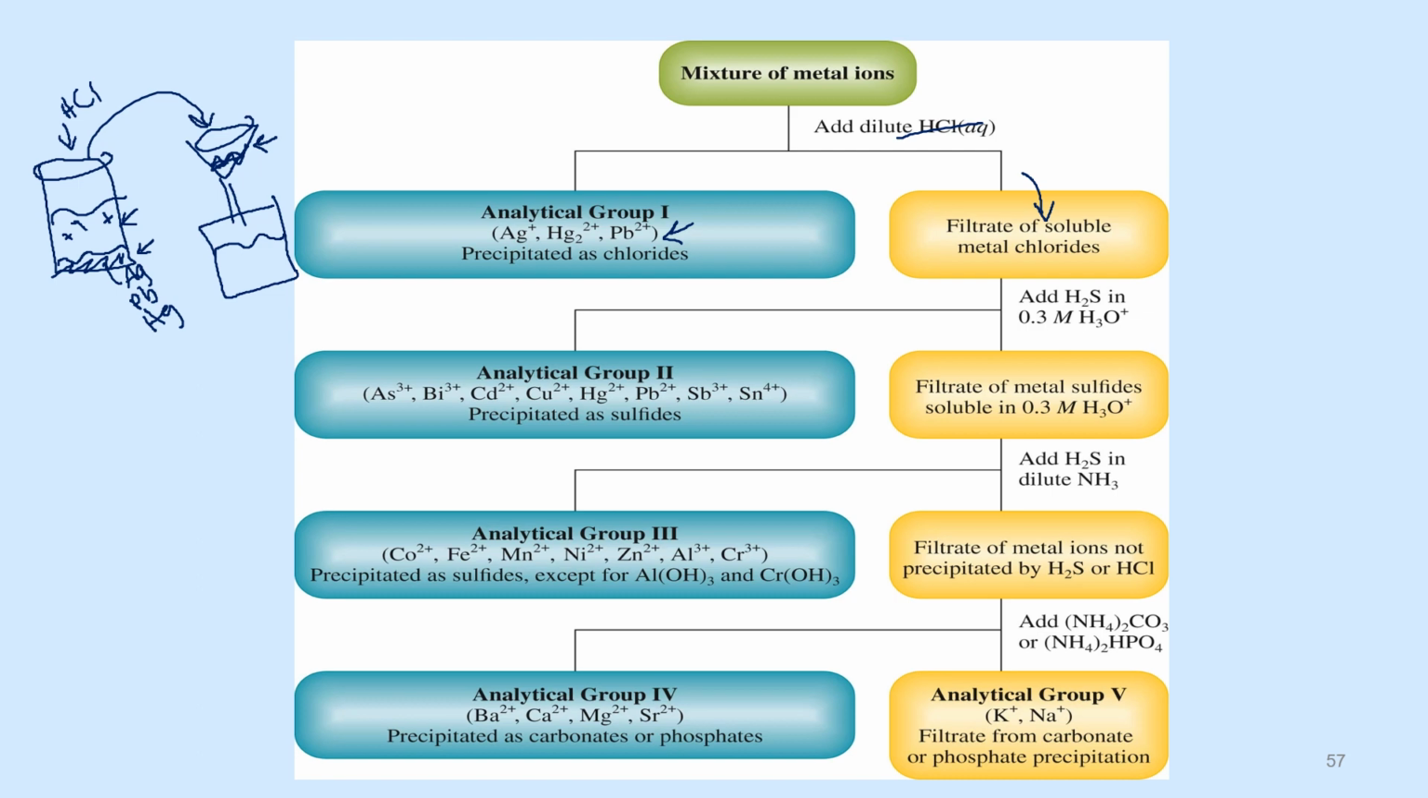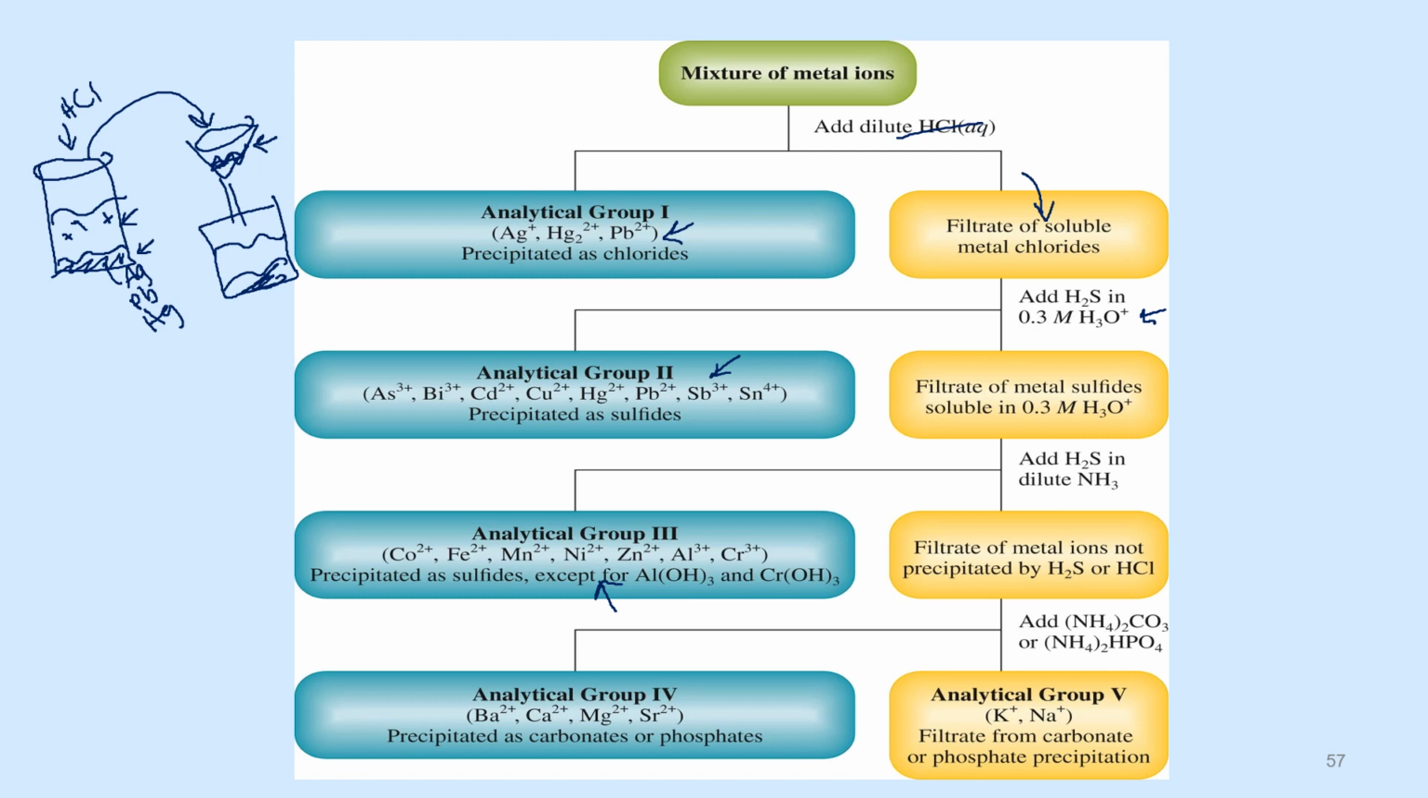If we then add H2S in a mild acid solution, and we get a precipitate this time, then it's going to be one of these ions. Then we filter it again, and any other ions will still be in solution. If we add the H2S now in dilute ammonia, then these are the metals that will precipitate, and so on and so on.